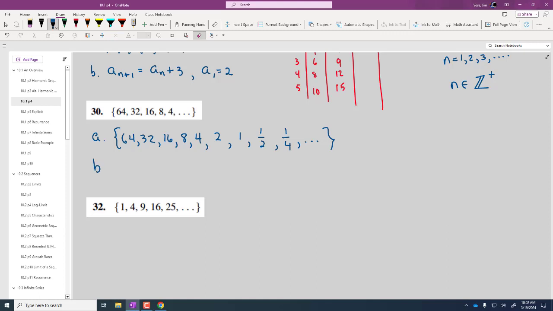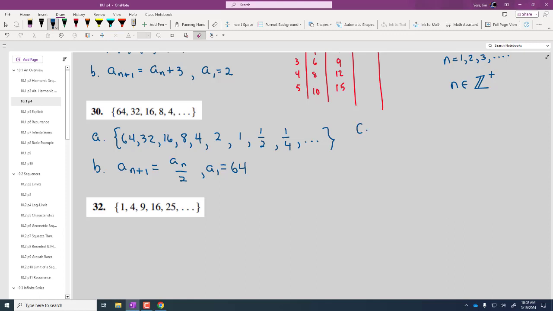And the recurrence relation, to get to a subsequent term, we do what to the prior term? Divide it by 2, multiply it by 1/2, and we have to indicate that our first term is 64. So that tells us where to start. Now let's do the harder part.